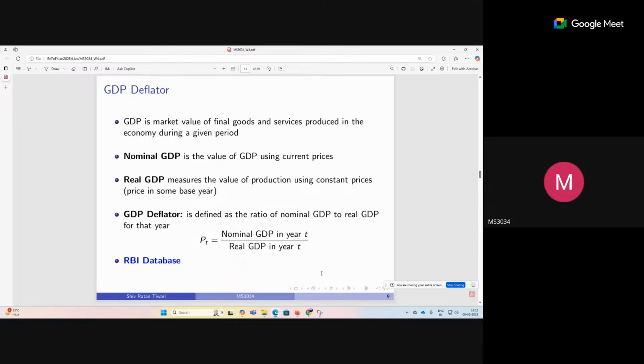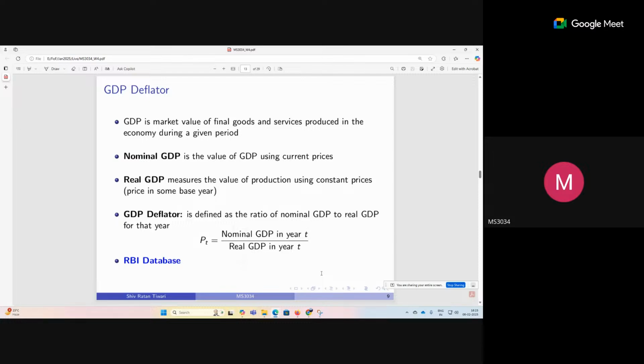To calculate real GDP, we fix a base year, the same way we did for the CPI. There we fixed the base year as 2012. Here also we fix the base year. For example, if we fix the base year to 2012, then to calculate real GDP we use the prices of 2012 only. If we use the prices of that year and the quantities of the current year, then the number we get is what we call real GDP.